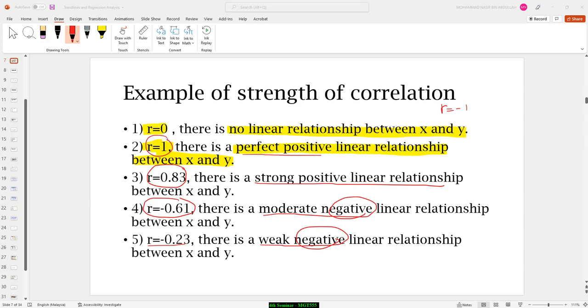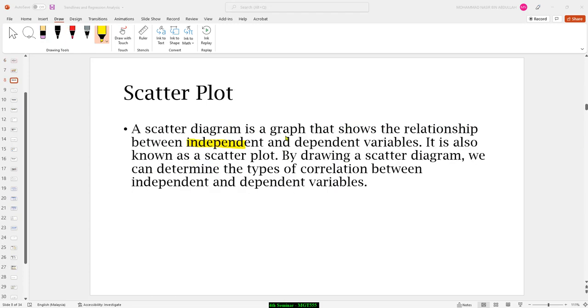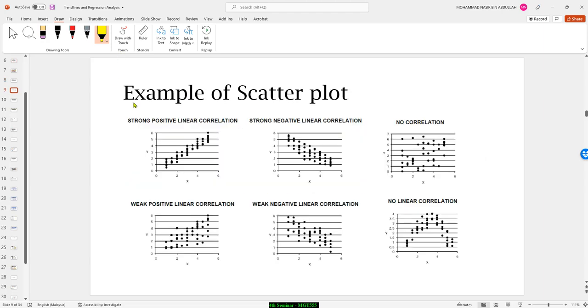Sekejap ya. So scatter diagram is a graph that show relationship between independent variable and dependent variables, right? It's also known as a scatter plot or scatter diagram. By drawing a scatter diagram, we can determine the type of correlation between independent variable and dependent variable lah. Right, so this is example of scatter diagram. Tadi I dah tunjuk sikit.